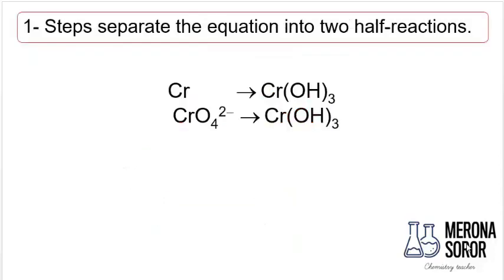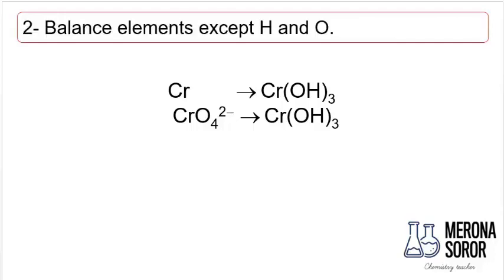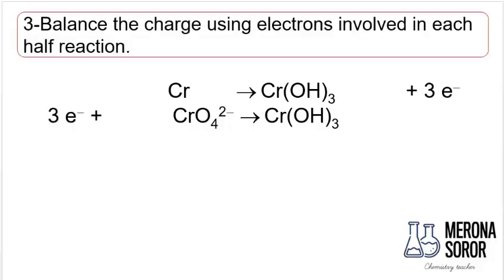Step 1, separate the equation into two half reactions. The first one is the half oxidation reaction. The second one is the half reduction reaction. Step 2, balance elements except hydrogen and oxygen. The only species that has to be balanced is chromium. In the two equations, it is already balanced.